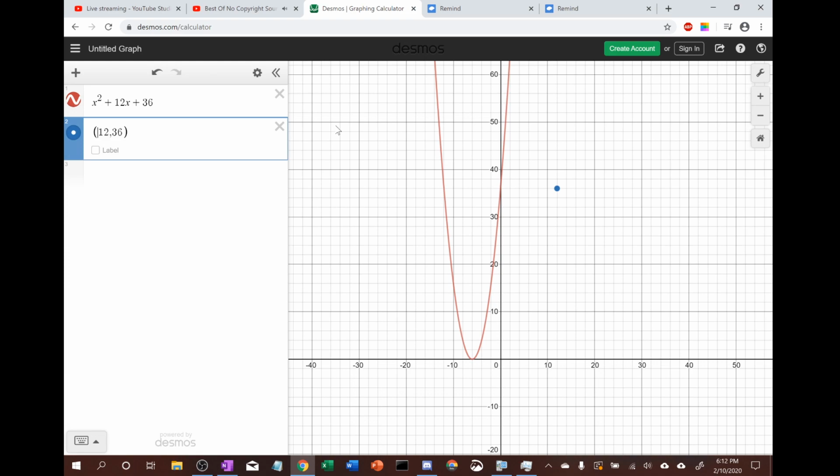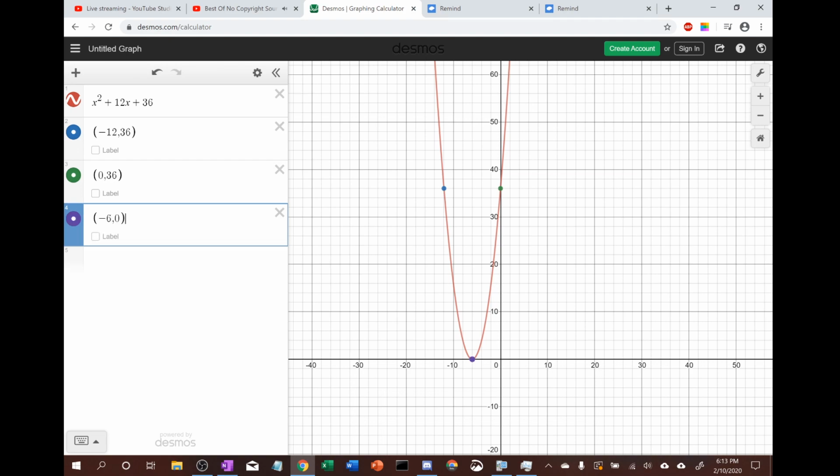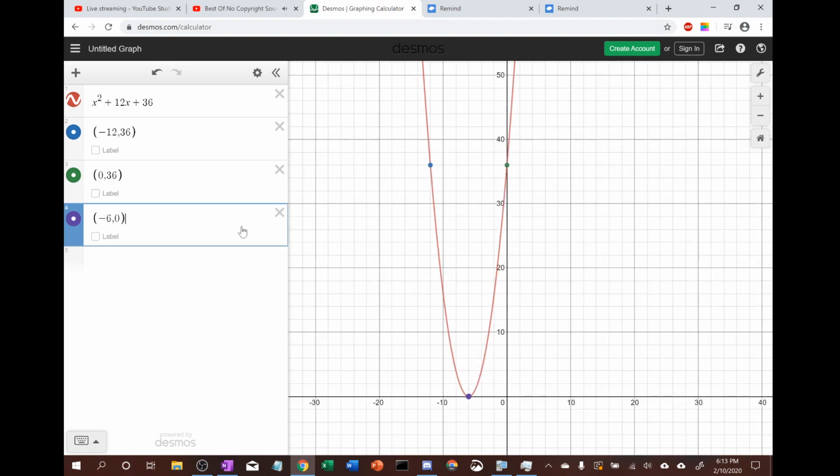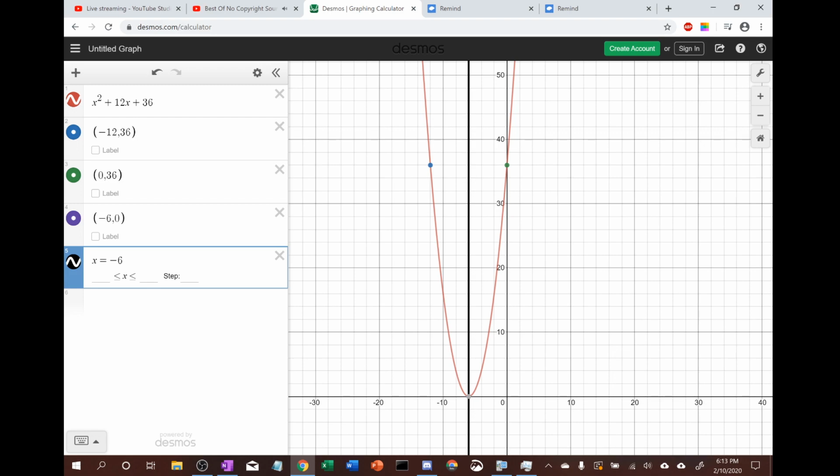I think I can put this in -12, 36. Okay, bingo. And then the y-intercept is at 0, 36. The vertex is at -6, 0. So we see these points, all right? Now let me plot the axis of symmetry at x equals -6. So that's what that axis of symmetry looks like. It splits the graph cleanly in half.